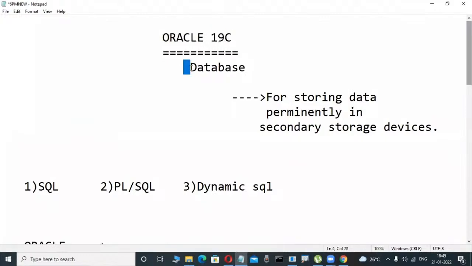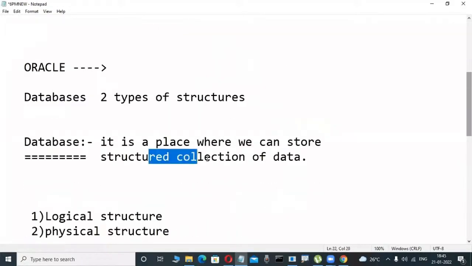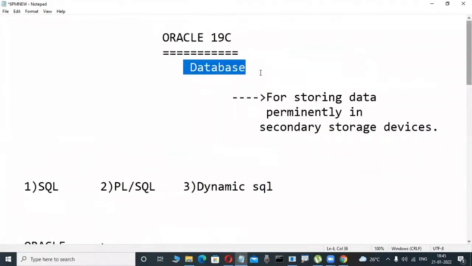This is a database product. What is a database? If anybody asks, as developers we tell them it is a place where we can store a structured collection of data. That is the logical side. What is the purpose of databases? Not only storing data permanently, but also retrieving and fetching data efficiently from some place.